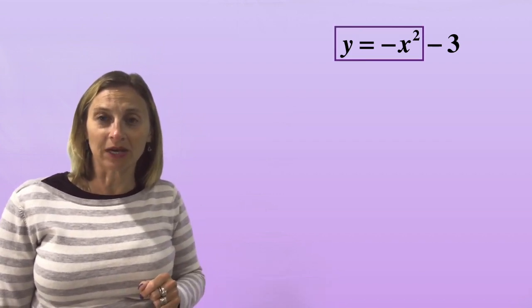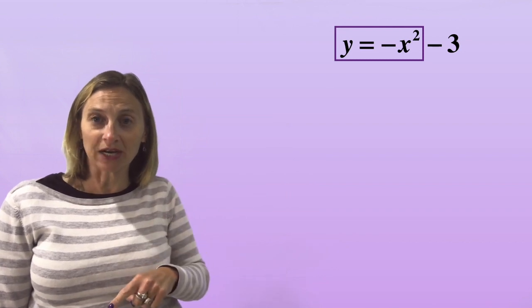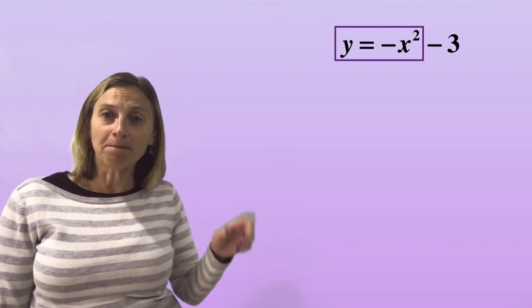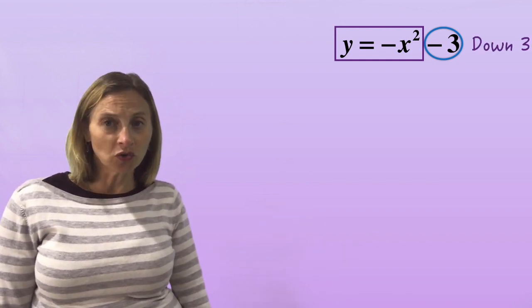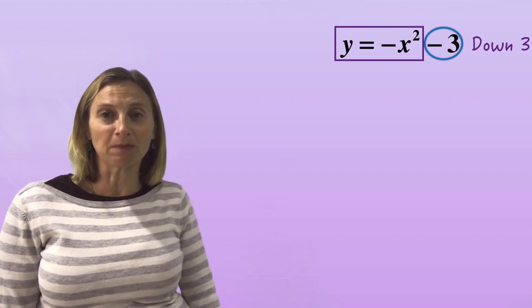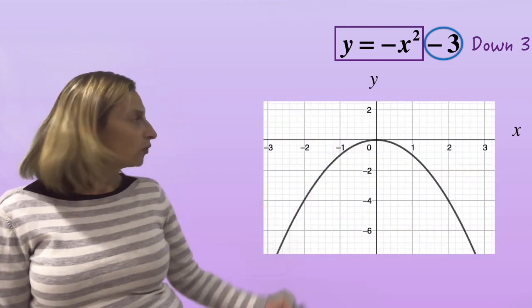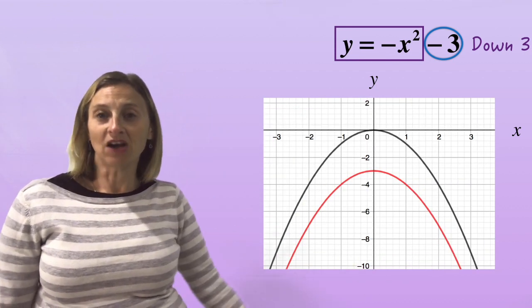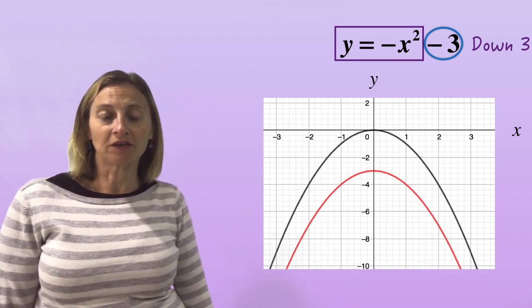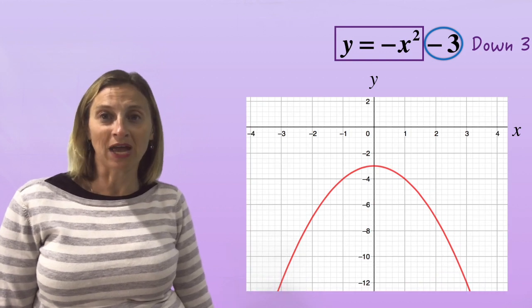What about this one? Y equals minus x squared minus 3. Again, we have our basic curve, y equals minus x squared. That's our upside down quadratic parabola. Then we have minus 3. What does that mean? It means the whole graph goes down 3. So we're going to draw first our basic curve y equals minus x squared. And then of course we're going to have the whole graph go down 3. And highlight your answer so that everybody knows which one is your answer.